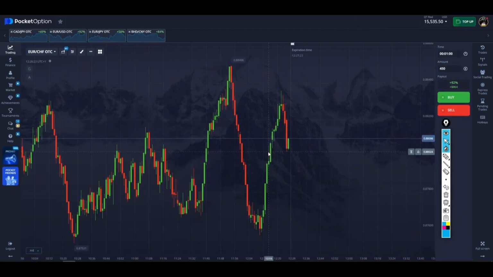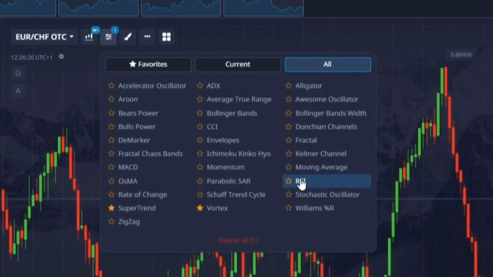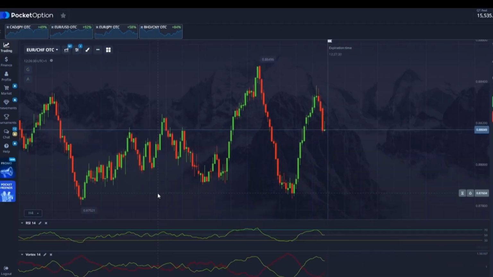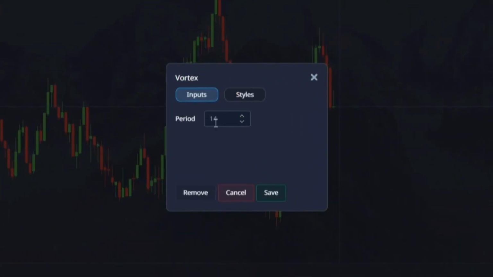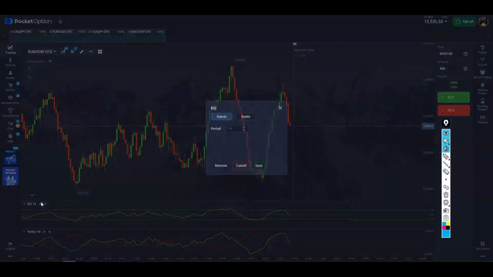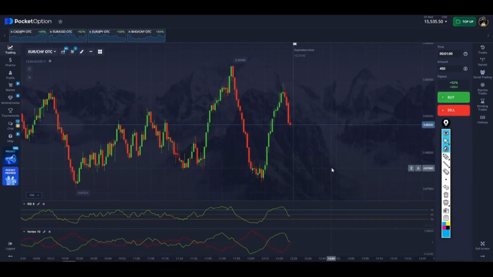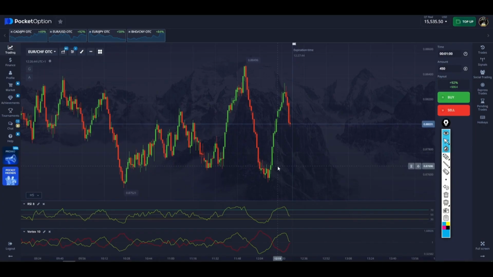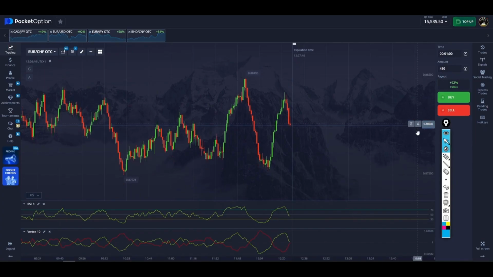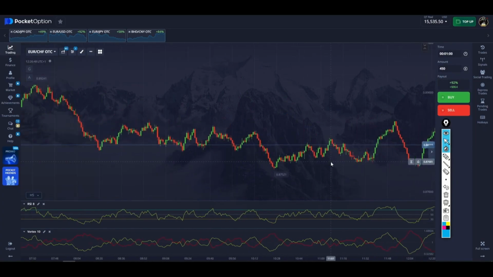All right, guys, let's move on to the indicator settings. They're super simple. First, go to the Indicators tab and select RSI. Then add the Vortex indicator and set its period to 10. Hit save. For the RSI, set the period to 8 and save that as well. I'll be trading using these two indicators, combining them with my technical analysis skills. Let's see what kind of opportunities I'll be able to catch today.